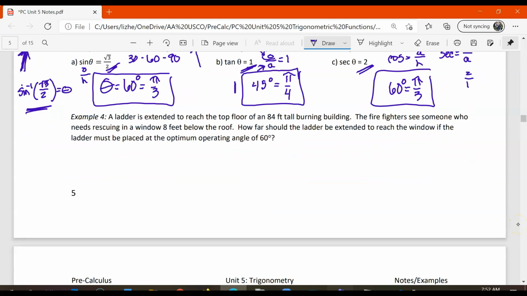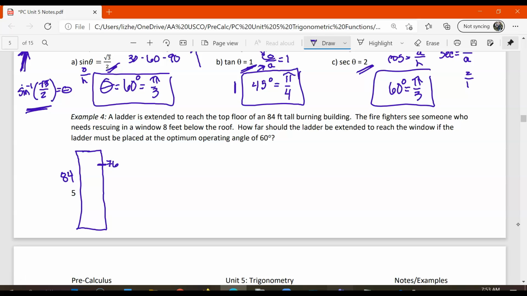Finally, example 4: a ladder is extended to reach the top floor of an 84-foot tall burning building. The firefighter sees someone who needs rescuing in a window 8 feet below the roof. So let's draw this. We have an 84-foot building right here. They're using a ladder, so it's going to lean. That will give us our 90-degree angle. The person needs rescuing 8 feet below, so we're right here at 76.